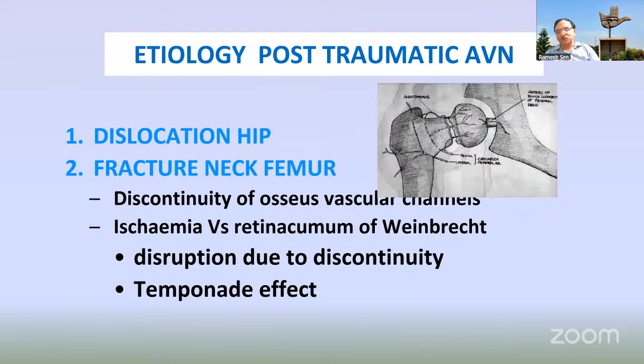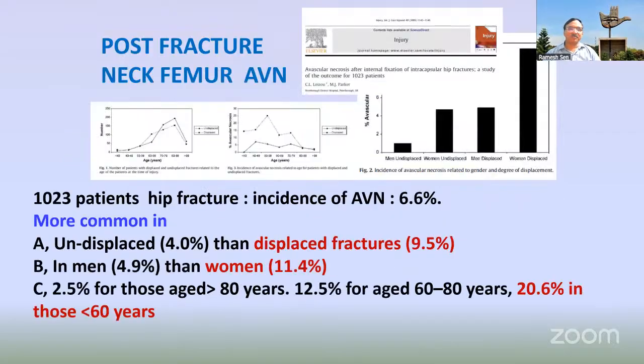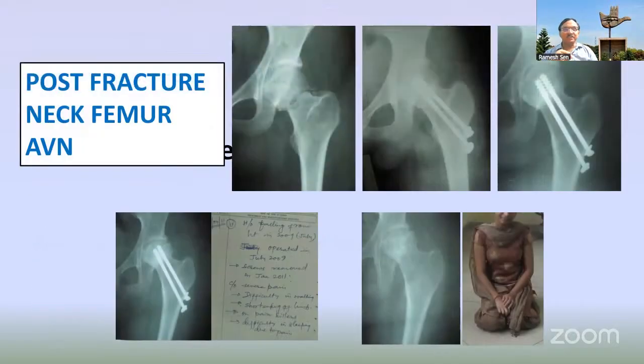Now, this was all about steroid. What about traumatic? I talked about there could be dislocation, there could be a fracture neck femur. And we all understand that in fracture neck femur, there is a reasonable chance of AVN in displaced fractures. Undisplaced to displaced, it could be 10%, in men 11%, this is more than in men, and all those. Now the question is, what happened in these cases?